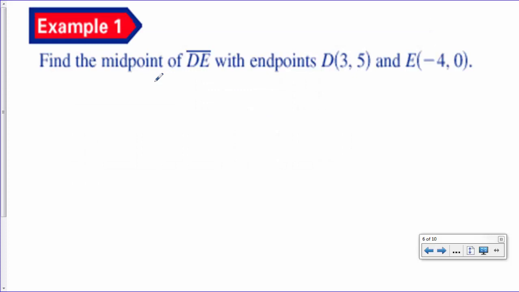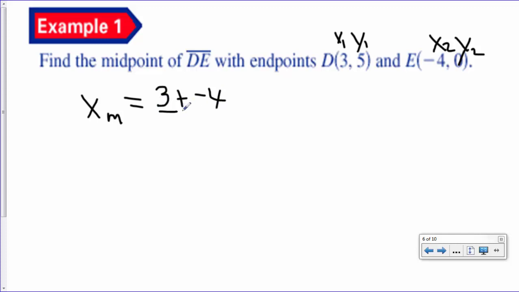We're going to find the midpoint of segment DE with endpoints D at 3, 5 and E at negative 4, 0. We'll assign the two endpoints to be x1, y1 and x2, y2. We're then going to find the x midpoint by adding the two x endpoints. x1 is 3 plus x2 is negative 4, divided by 2. 3 plus negative 4 equals negative 1 over 2.